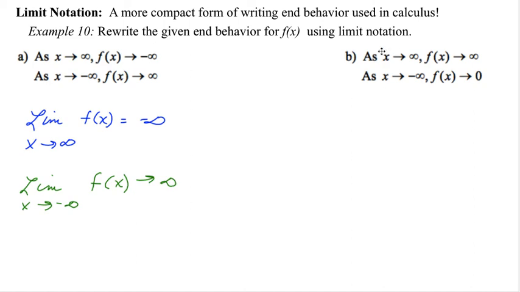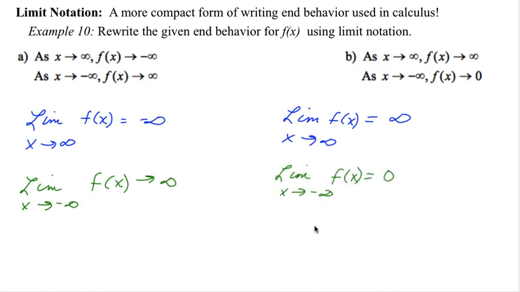Okay? Over on side B, as x goes to positive infinity, the function goes to positive infinity. As x gets really small, the function goes to 0. So those notations would be written in this way. Okay? So that's the format for limit notation, and hopefully you'll be able to go ahead and write some of these end behaviors in limit notation.